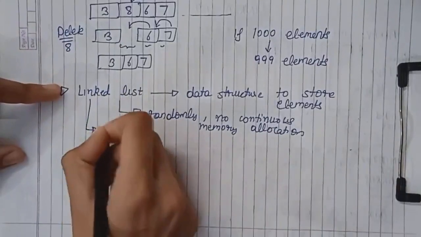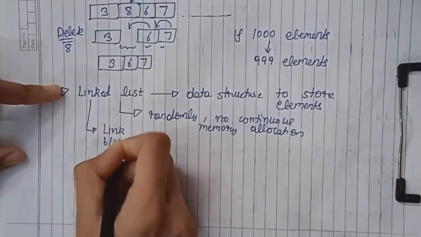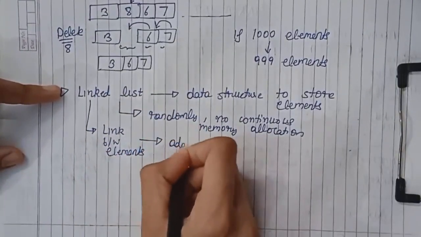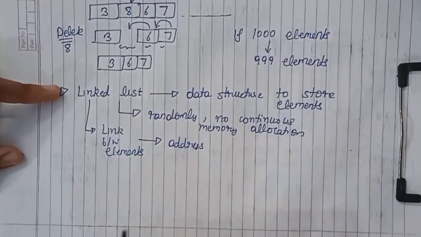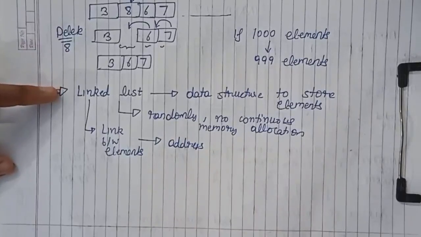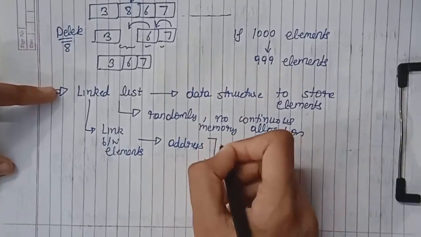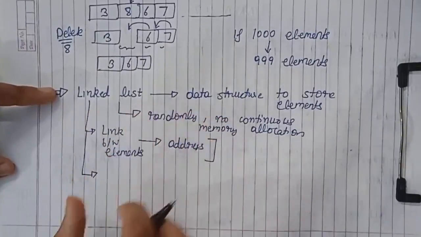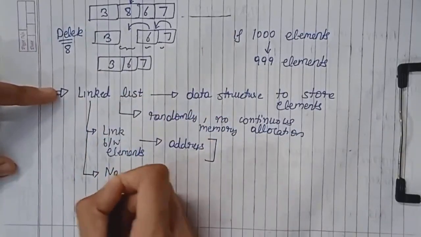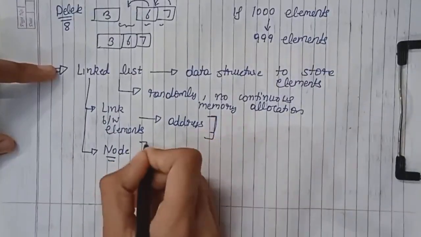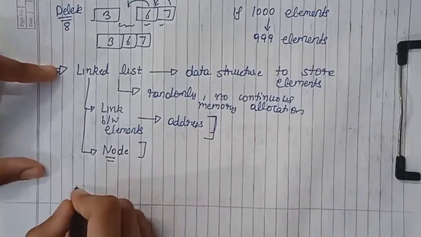The link between elements can be made using the address of the memory where they are stored. How we will do it, I will explain in some time. But before that, note that each element in the linked list is of type node. Now let us try to understand these 2 points with the help of a diagram.